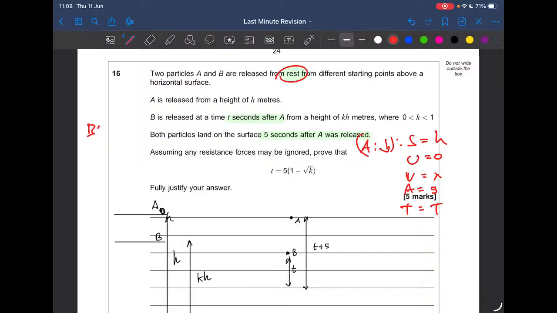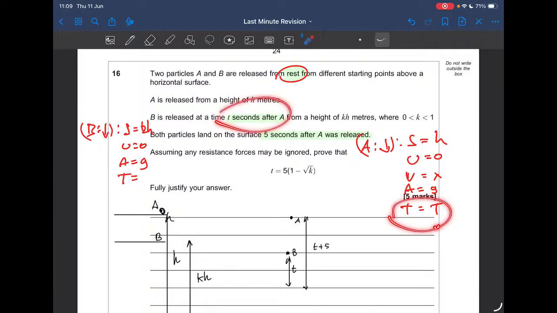Similar for B then. B is going down. What things do we know? It was released from a lower height, so kH. Again, u is 0, a is g again, and t will be whatever time we've put over here minus T. No, tell a lie. If this takes T seconds, yes, this is T minus t. Big T is how long it takes A to do it, and little t is how long it takes B to do it.